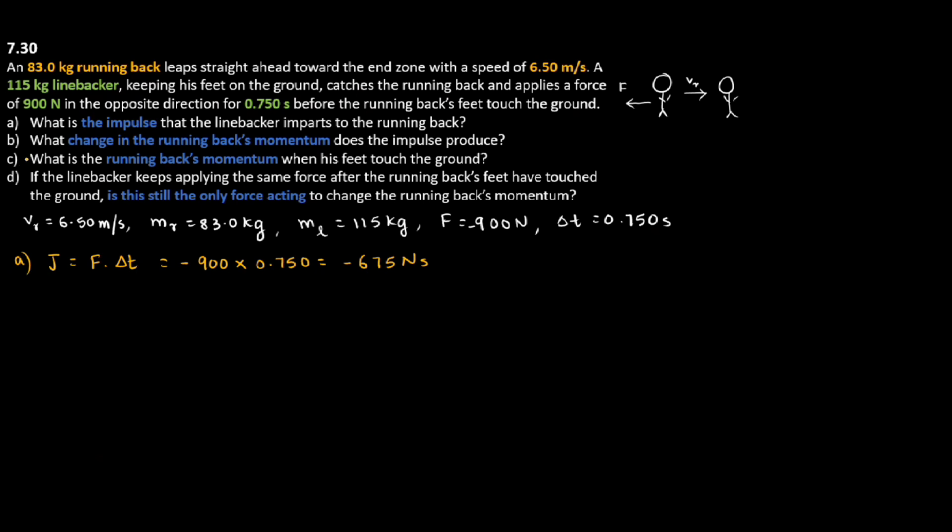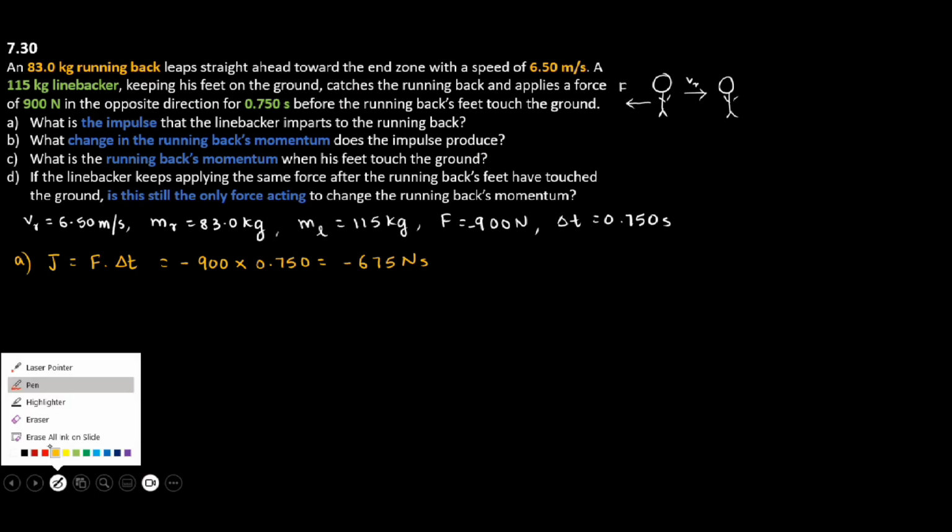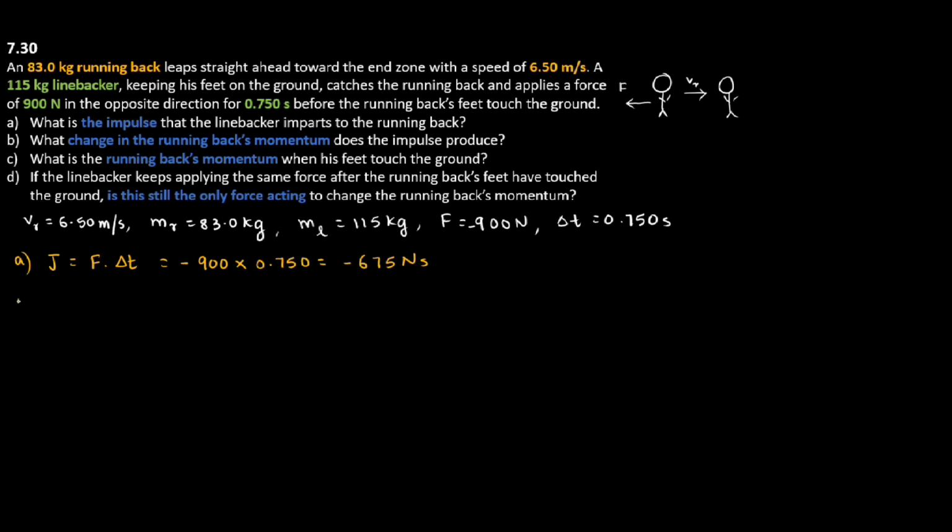Part B of the question is asking you, what change in the running back's momentum does the impulse produce? So here we need to find the change in momentum of the running back. We know from the impulse momentum theorem, impulse is equal to change in momentum. So this was the impulse imparted by the linebacker on the running back. And this impulse is equal to the change in momentum of the running back. So I will write the same value. Change in momentum is equal to impulse, which we calculated as negative 675 Newton seconds.